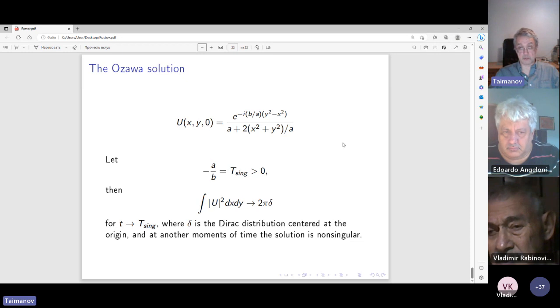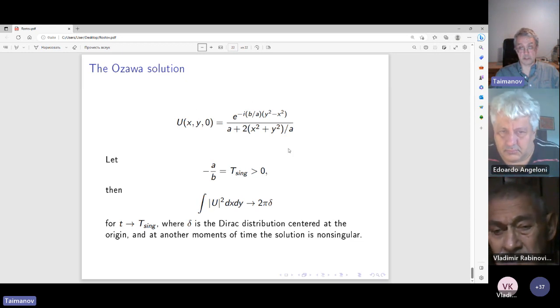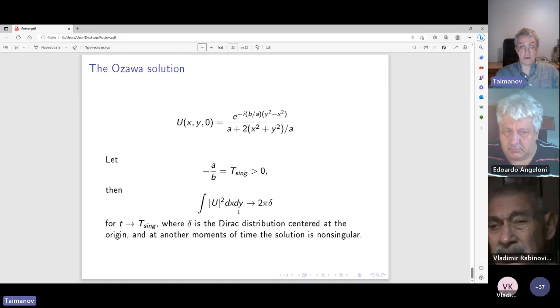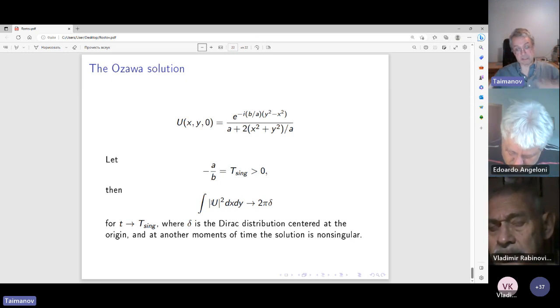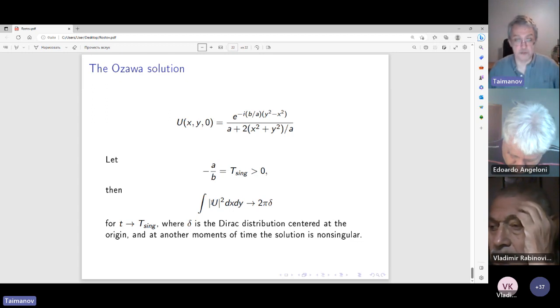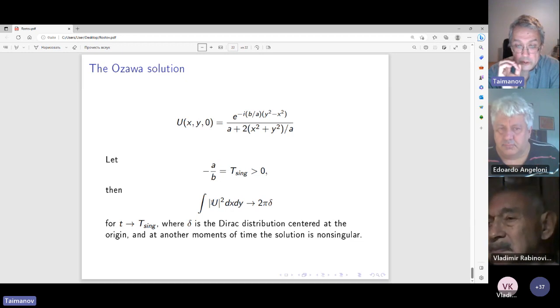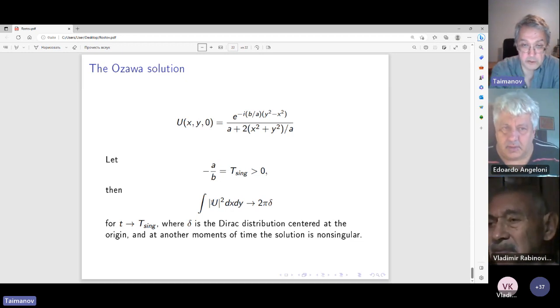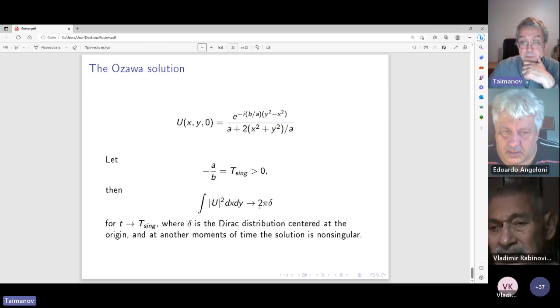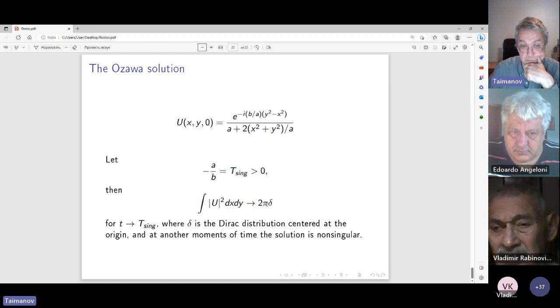This would be the singular time. As soon as we start with this initial data, at this singular time, it has to, u squared, that's kind of, it has to remove the integral here. It tends to the Dirac distribution centered at the origin, 2 pi delta. So the integral of this left-hand side would be 2 pi, because that would be the integral over the Dirac distribution.